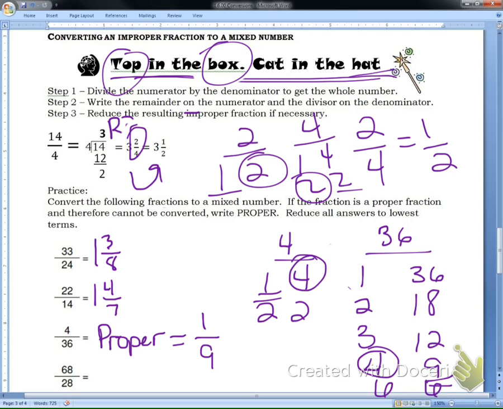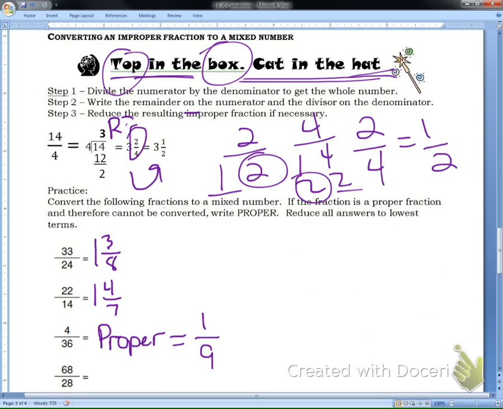Let me erase again so that we can answer the last question. While I'm erasing, why don't you go ahead and try to do it on your own and then check your answer with me. So go ahead and push pause and give it a try, and then push play when you're ready to check. Okay, let's see how you did.